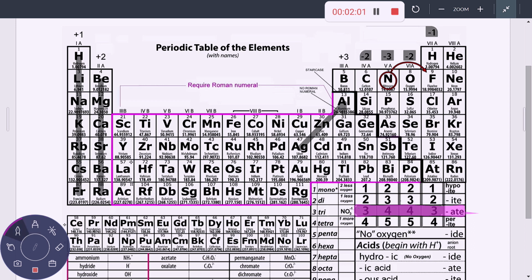So what this tells us is these are the number of oxygens attached to the nonmetal above ending in 8. Okay, so let me give you an example.